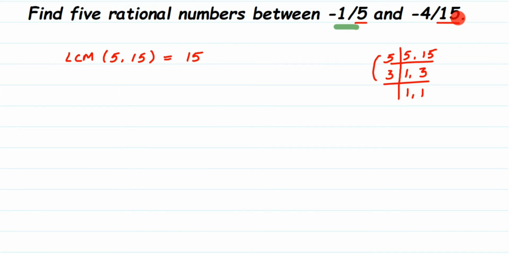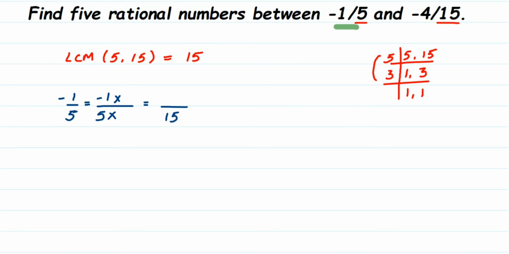But for the first number, minus 1 by 5, I'm going to find the equivalent rational number. Equivalent means they are equal, right? Now how do we find the equivalent rational number of minus 1 by 5 where the denominator is 15? There are two ways, one is by multiplying and one is by dividing. If I divide, I will not get 15, which means I am multiplying. So with what number should you multiply 5 to get 15?